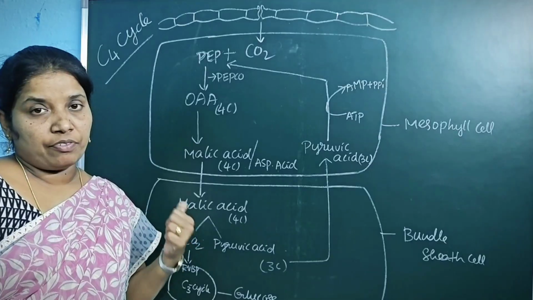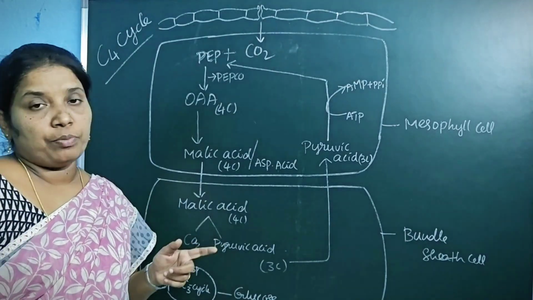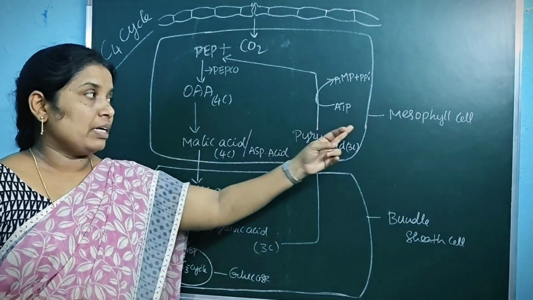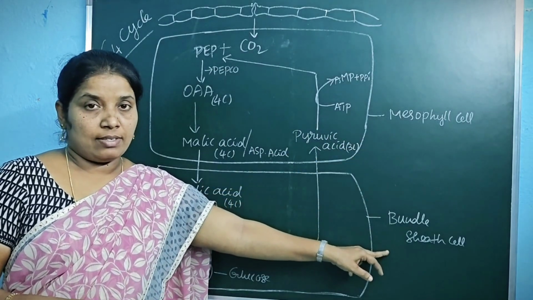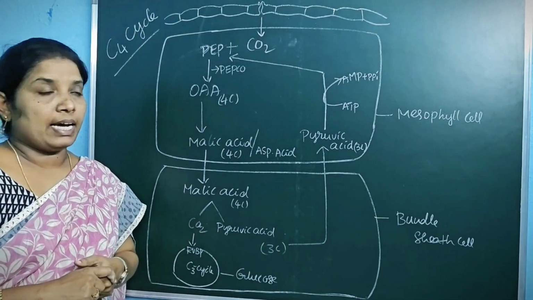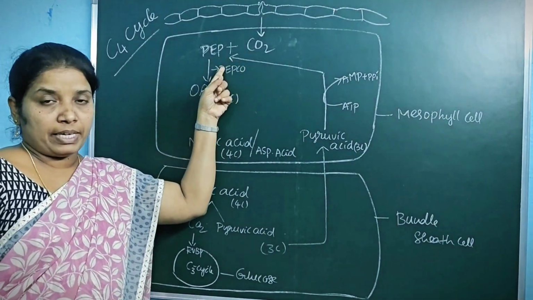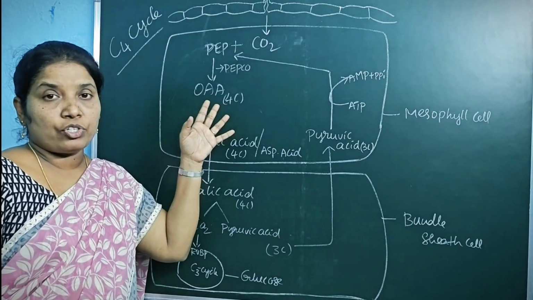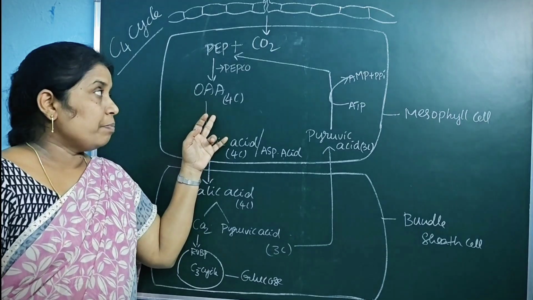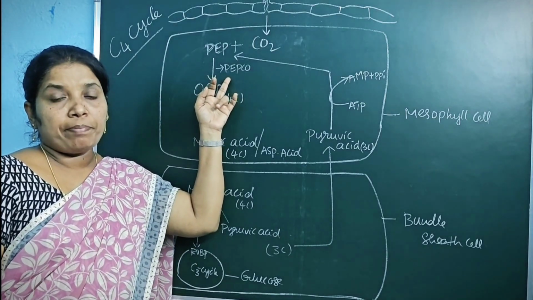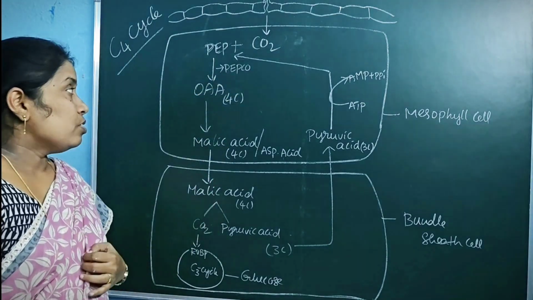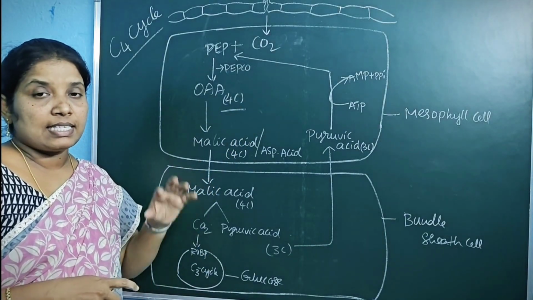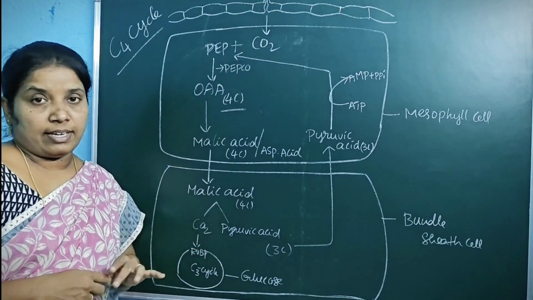So this is the actual C4 cycle. C4 plants have two types of photosynthetic cells, namely mesophyll cells and bundle sheath cells. In C4 plants, CO2 is accepted by PEP, not by RuBP. This results in the formation of oxaloacetic acid in the presence of the enzyme PEP carboxylase. Oxaloacetic acid is a 4-carbon compound. That's why this cycle is named the C4 cycle.